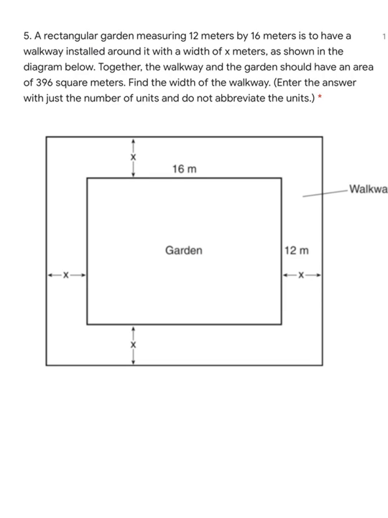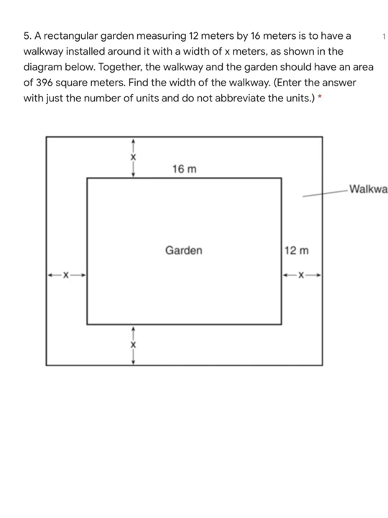So this is for question 5 in the Google form. And it reads, a rectangular garden measuring 12 meters by 16 meters is to have a walkway installed around it with a width of x meters, as shown in the diagram below. Together, the walkway and the garden should have an area of 396 square meters. Find the width of the walkway, and then enter your answers with just the number of units, and do not abbreviate the units.